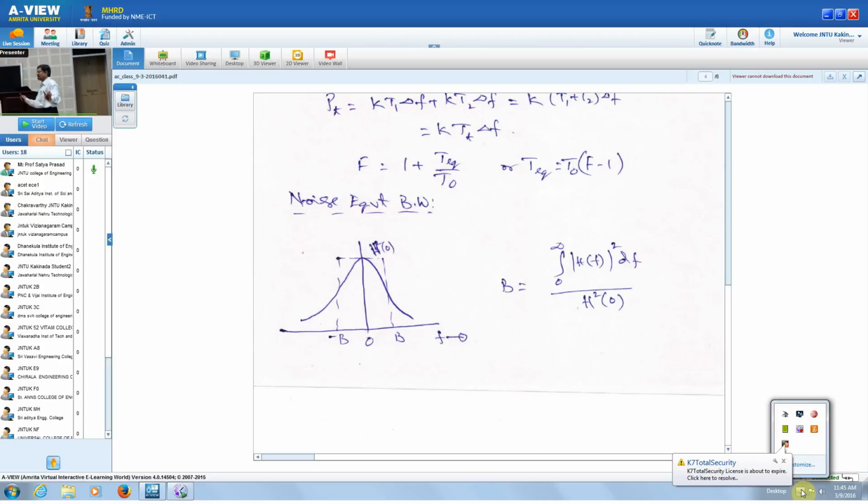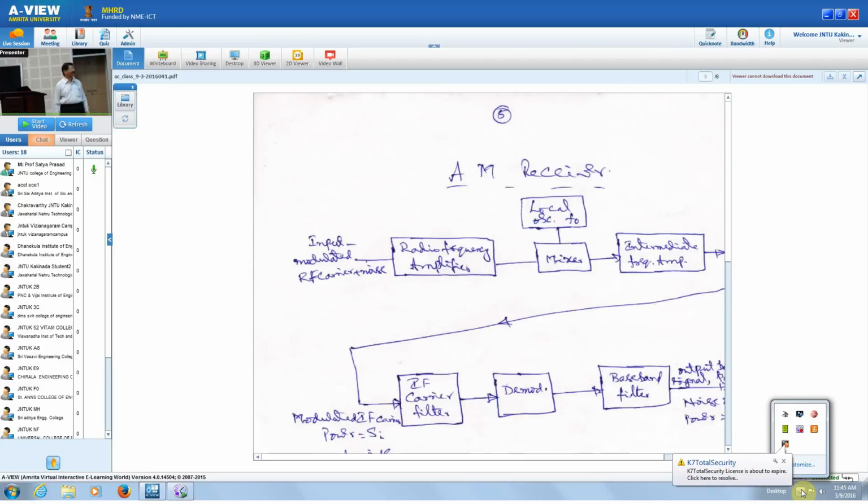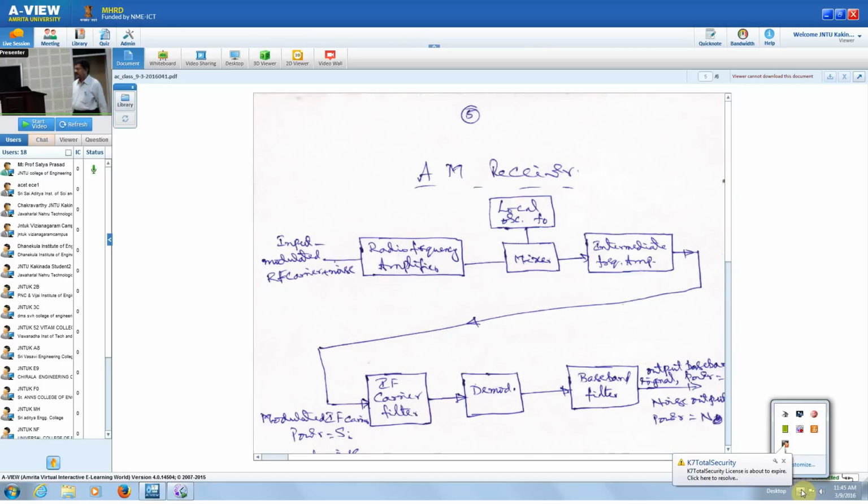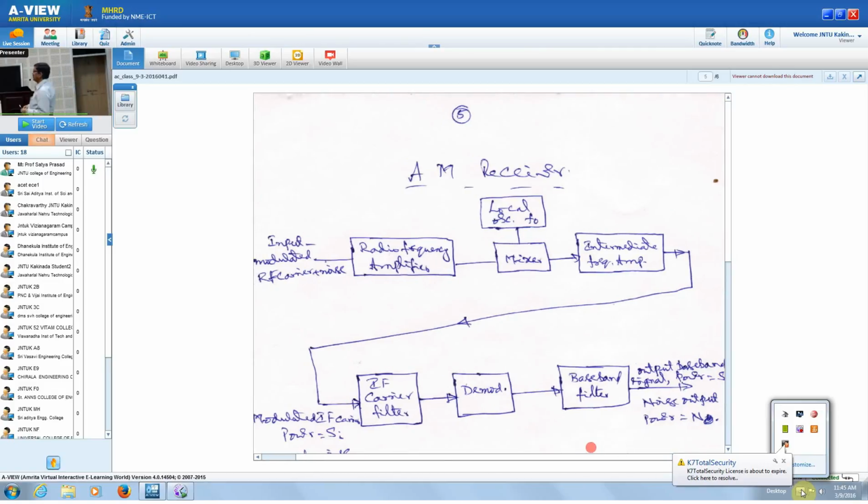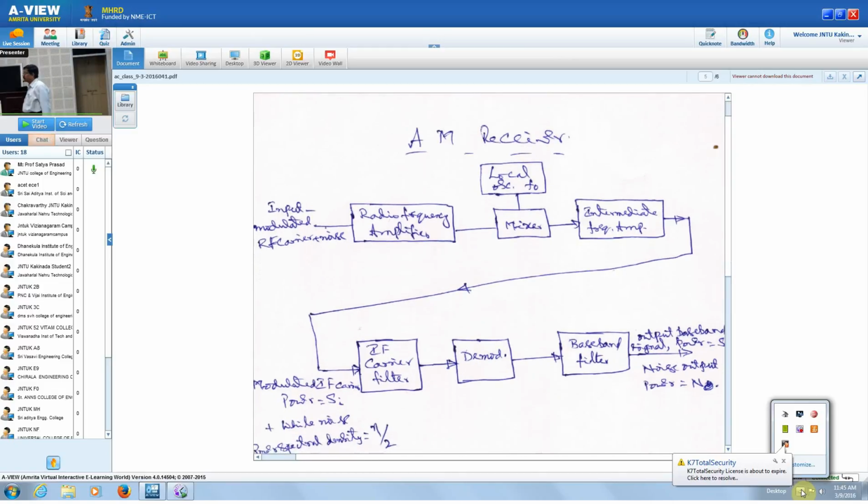Okay, so we know what is noise and how to represent noise, and what is thermal noise, shot noise, and then the metrics of noise figure and the signal to noise ratio that we are going to have. Okay, now we will go for how the noise of your AM system is going to be performing.